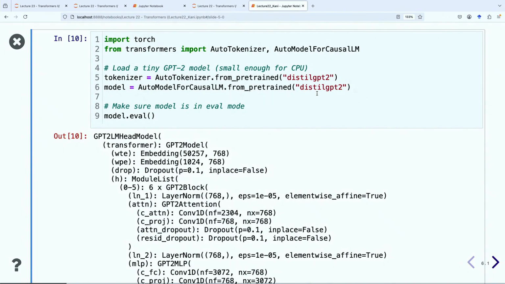Does that make sense? So all I'm doing here is loading a model. I'm putting it in evaluation mode. We talked about that. We don't want it in training mode because then we would actually change the model, at least not currently.